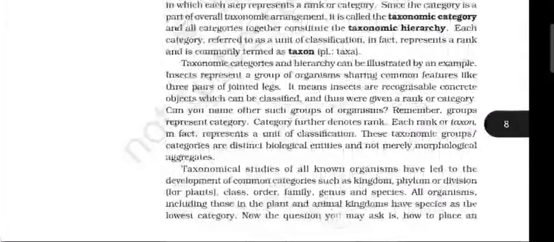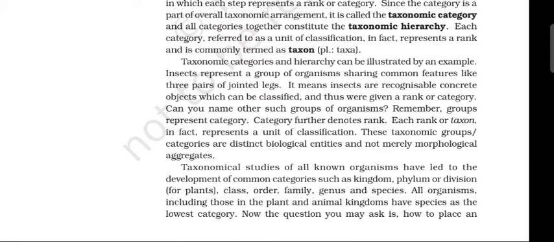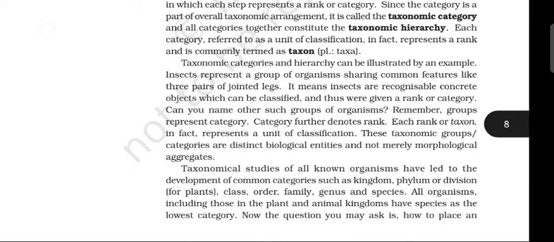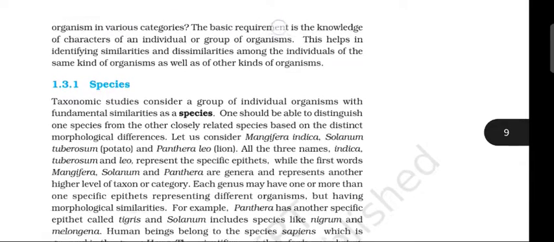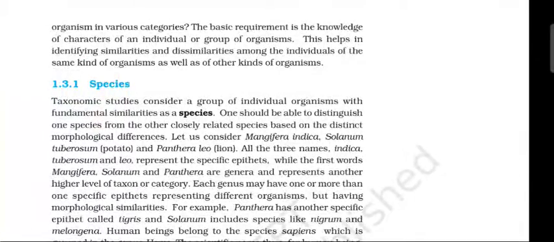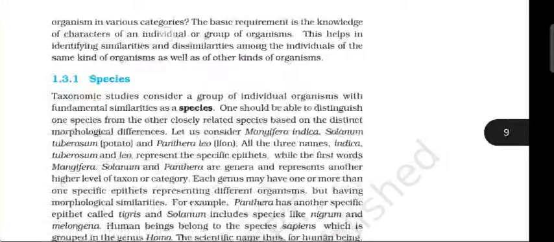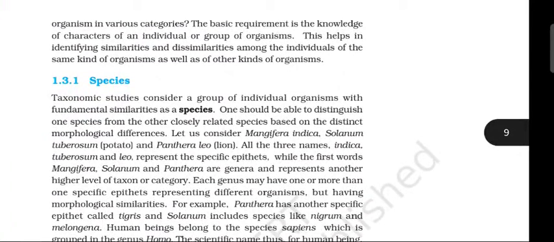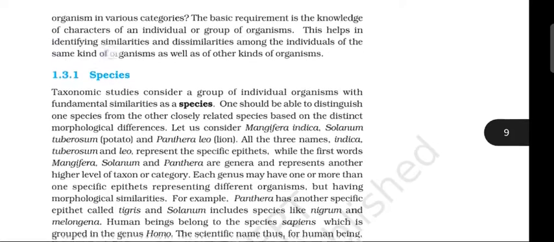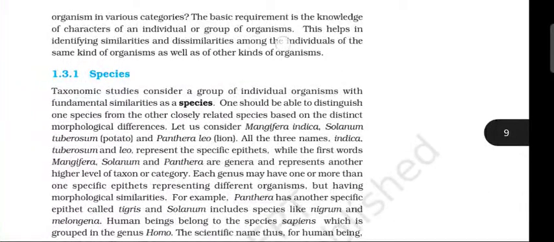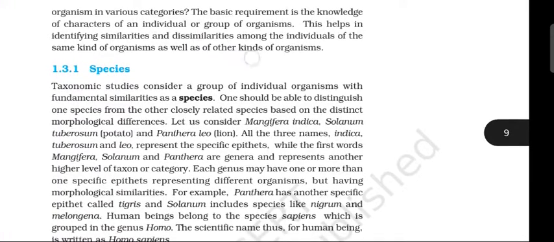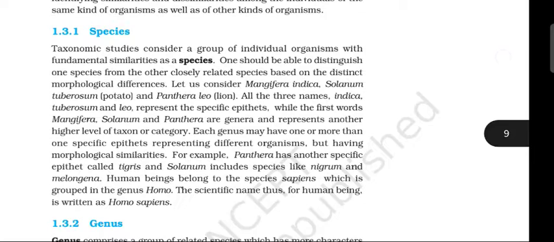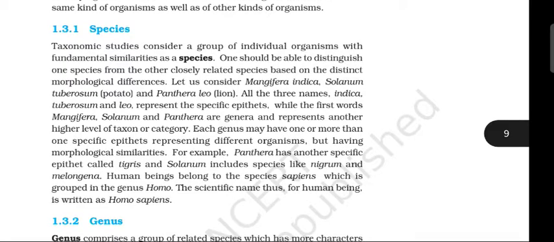Now the question you may ask is, how do we place an organism in various categories? The basic requirement is the knowledge of the characters of an individual or group of organisms. This helps in identifying similarities or dissimilarities among the individuals of the same kind of organism as well as other kinds of organisms. So now we discuss species.